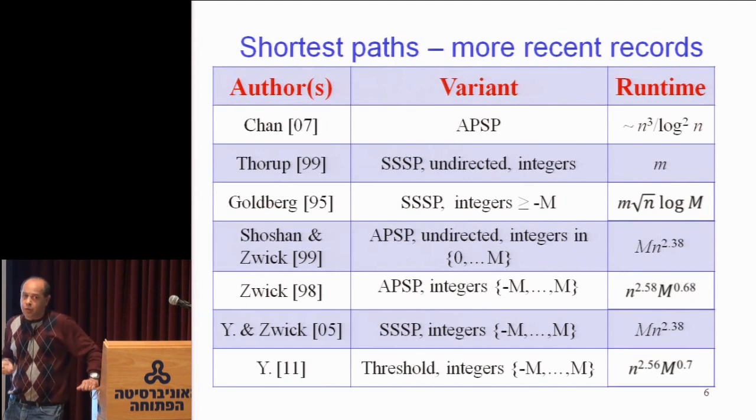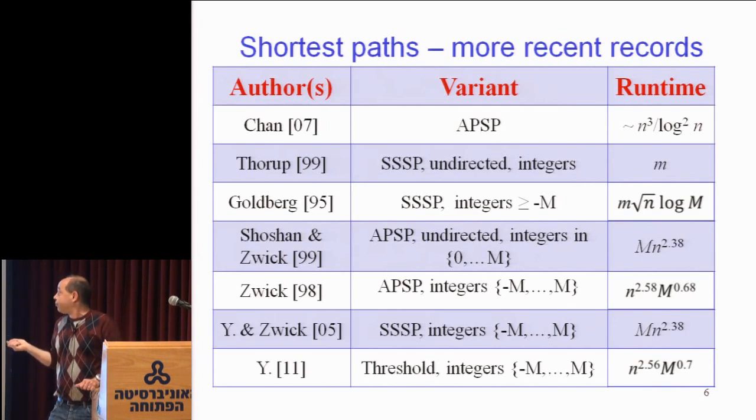And actually, Chan's result is currently the end of the line in a long sequence of logarithmic improvements to Floyd-Warshall, dating back to a result of Fredman from the 70s, and actually all of the sequence of these algorithms use ideas of Fredman. But this is the world record for the most general case.